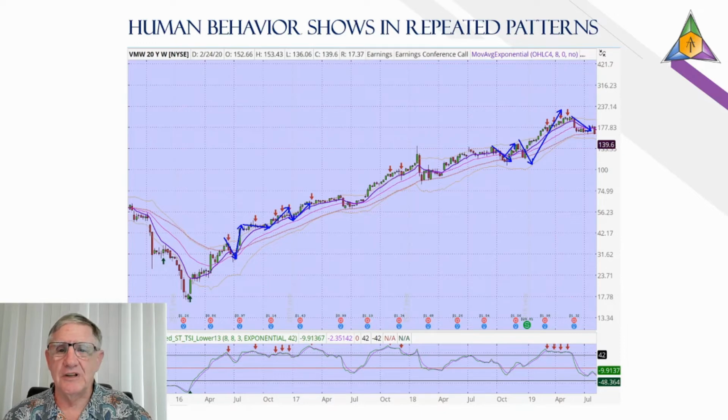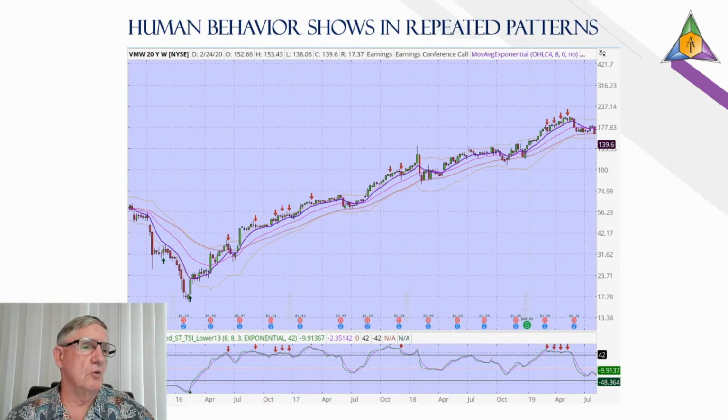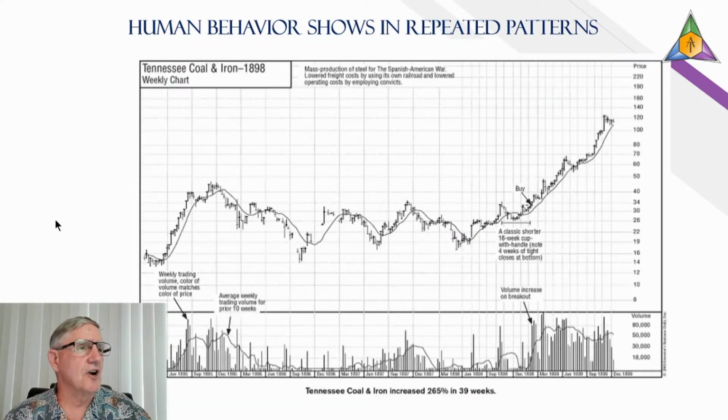Now you may be saying, well, Dennis, that's all well and good. That works very well on a chart that is recent. But things are different now. And to that, I have to run up the BS flag and say, no, they're not. Because look here, this is a chart that I borrowed from IBD, How to Make Money Trading Stocks, edition 4. This is one of my favorite stocks. Why is this one of my favorite stocks? Because this is Tennessee Coal and Iron from 1898.